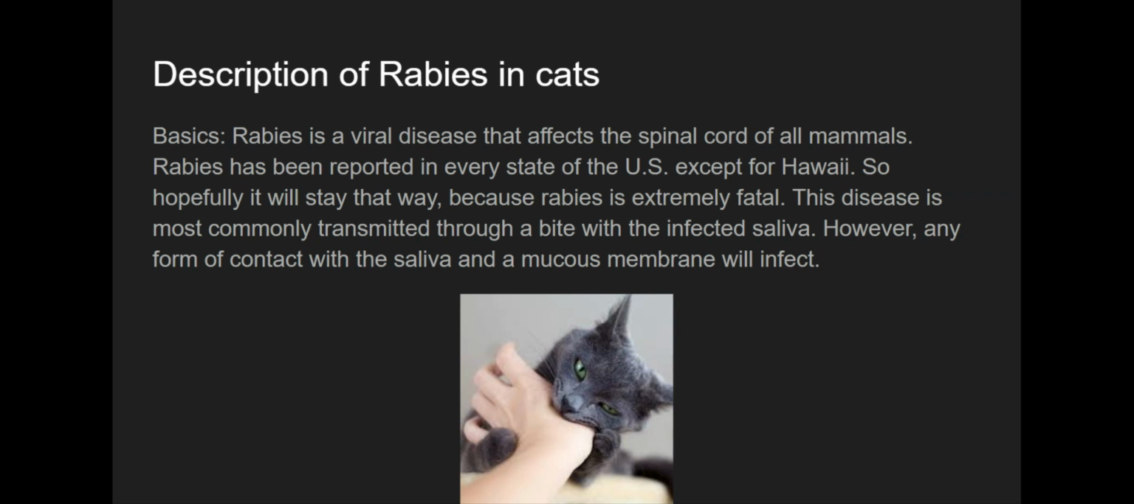As rabies can be extremely fatal if not caught soon enough or treated. In cats, it's actually 100% fatal because if they get it, there's currently no treatment for it. The only thing you can do is prevent it with a vaccine. The disease is most commonly transmitted through a bite with infected saliva. However, any form of contact with the saliva and a mucous membrane will infect.